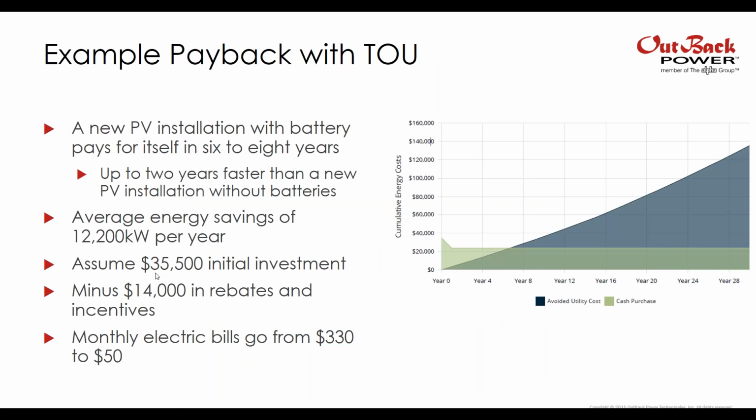Here's an example of payback with time of use. So you've got a new PV installation with battery paying for itself in 6 to 8 years. That's up to 2 years faster than a new PV installation without batteries. And you can see the rest of my math there, that this particular home in Sacramento Municipal Utility District, electric bills at this home are going from roughly $330 a month down to $50 a month.